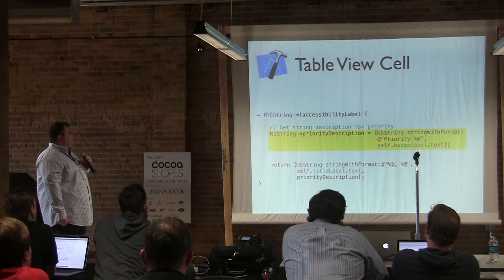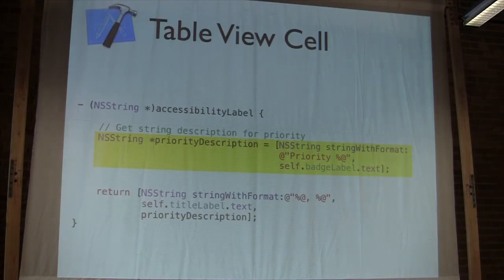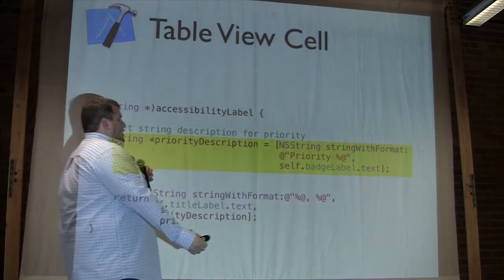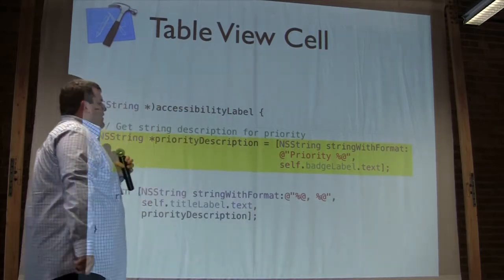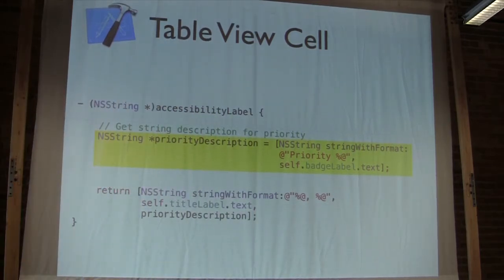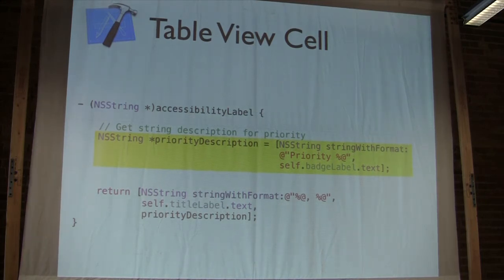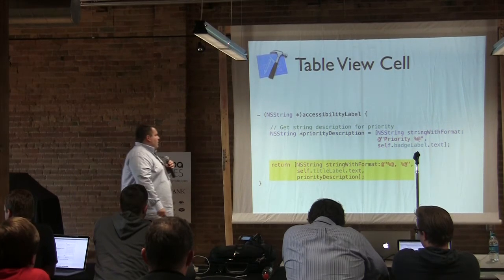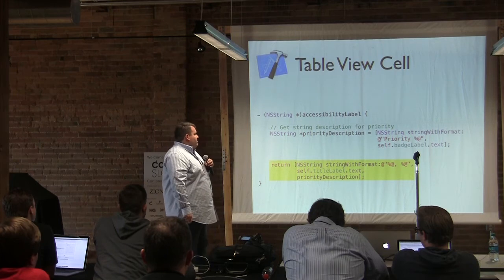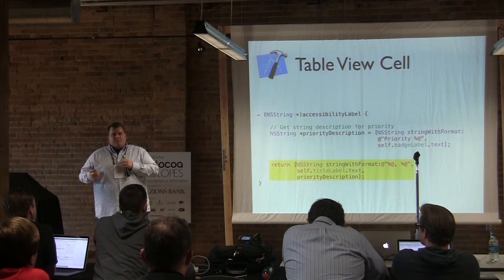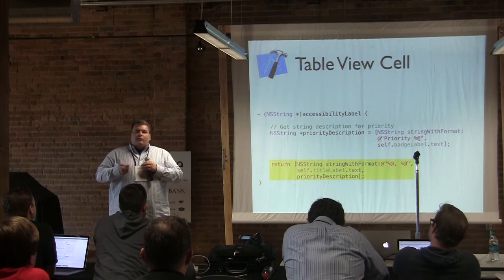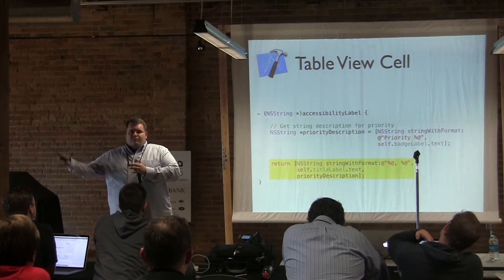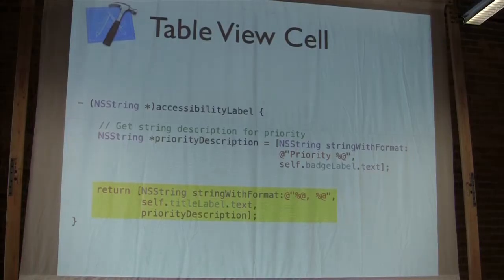And I'm going to, in that method, do two things. First of all, I'm going to come up with a priority description string that basically uses the string priority with the label that's on that priority badge that we had up there. So we'll get priority A or priority B or something like that. And then once I have that string, I'm going to go ahead and return that along with the title of the task, so that we'll get read out, wash the dog, priority B or whatever letter it is.